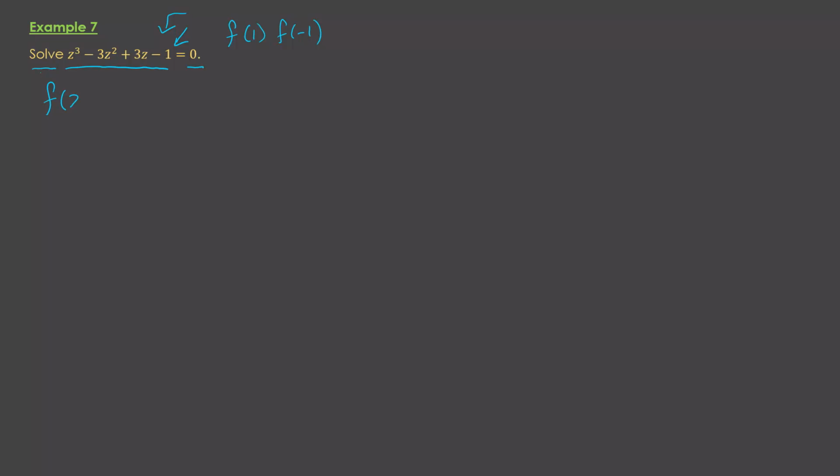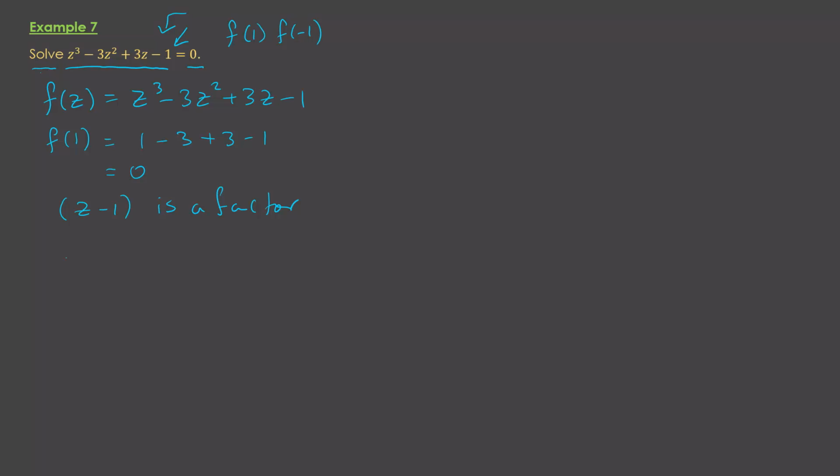So we'll let f of z be equal to z cubed minus 3z squared plus 3z take away 1. And let's try f of 1. That's 1 take away 3, add 3 take away 1, which is 0, which tells us that z minus 1 is a factor.